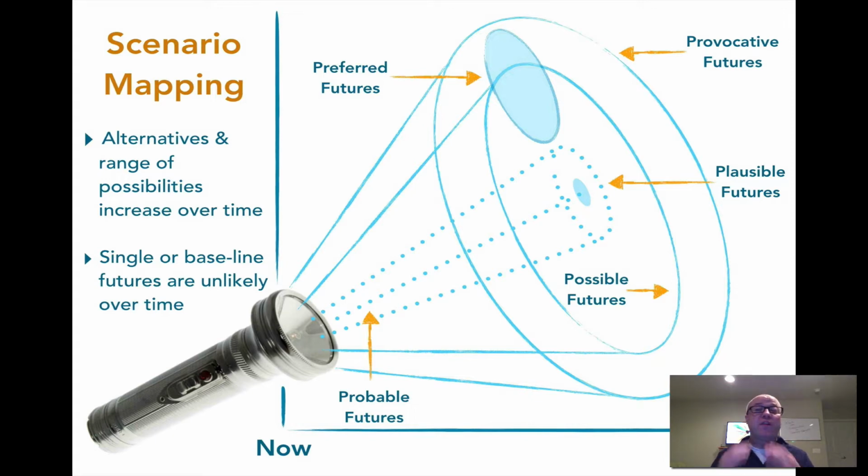And this time we're referring to it as scenario mapping, because besides just relating it to the swath of possibilities, the torch of planning, or where the storm may or may not hit, we want to get more specific and let our audience and leadership know that scenario mapping, one of the goals of strategic foresight, helps us look at alternatives and a range of possibilities over time, and shows us that our single, baseline future is unlikely over time.